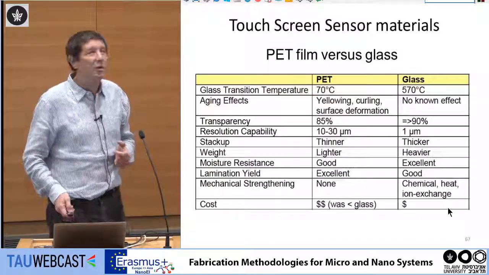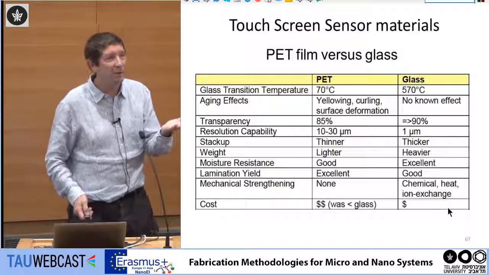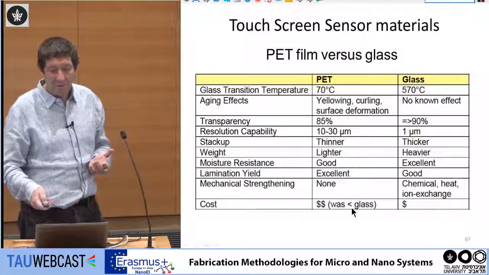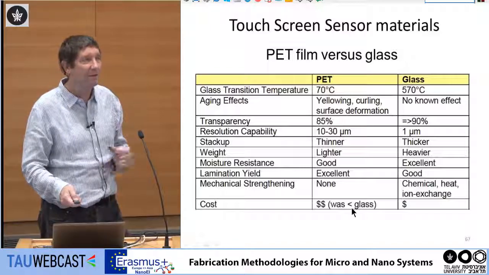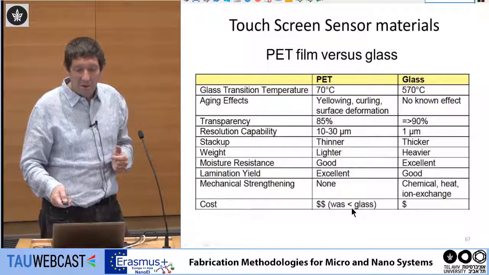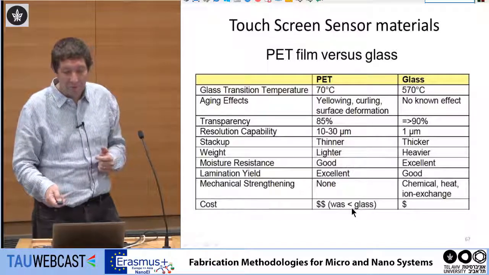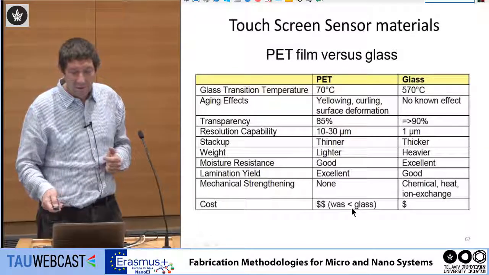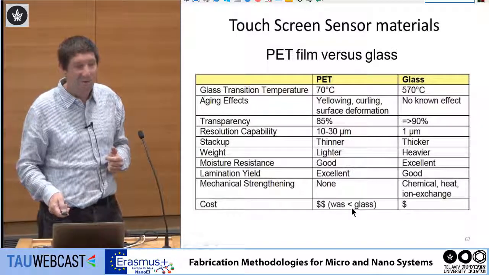So from a materials point of view, the touchscreen you can put on glass or on plastic. If you put it on glass, you can go to very high temperature. If you put it on plastic, PET, you can go only to 70 C. Glass has no aging effect. Plastic has a yellowing effect. Transparency, glass is typically better than plastic. So in general, the only reason to go to plastic is cost.